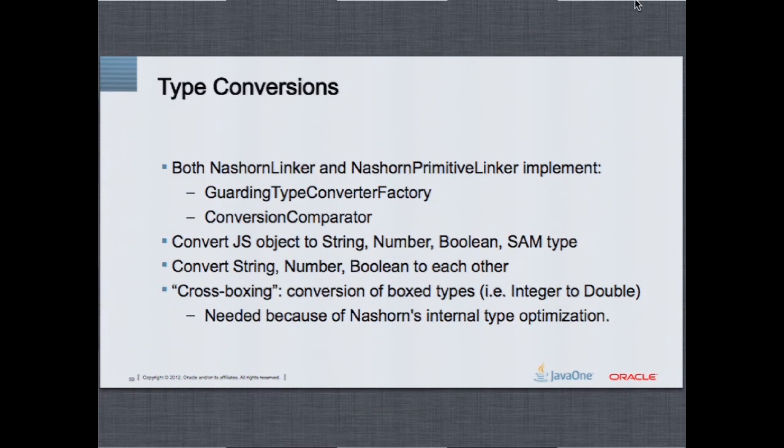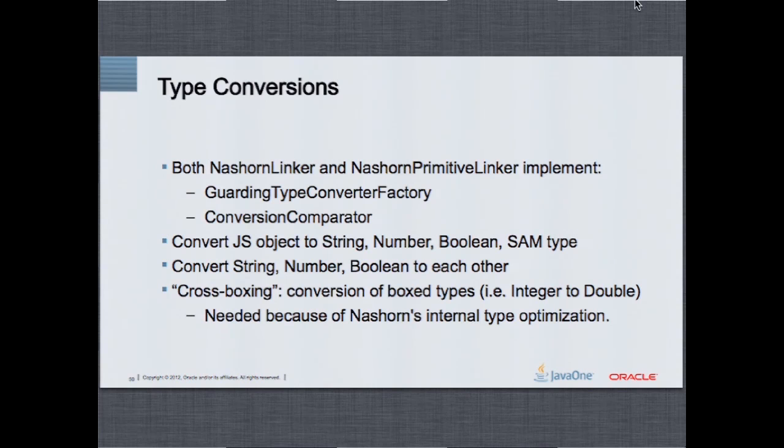Type conversions. I think this is our last topic. Both Nashorn linker and Nashorn primitive linker have implementations for type conversions. Nashorn linker will be converting script object to strings, numbers, booleans, and single abstract method interface types. They can convert string, number, and boolean to each other, because that's something that you need to be able to do in JavaScript. And we actually had to do cross-boxing. We have a really, really good test suite that shook out all of these things.